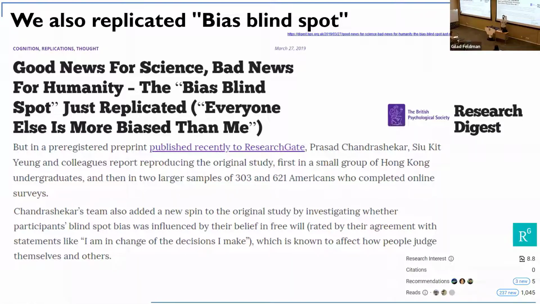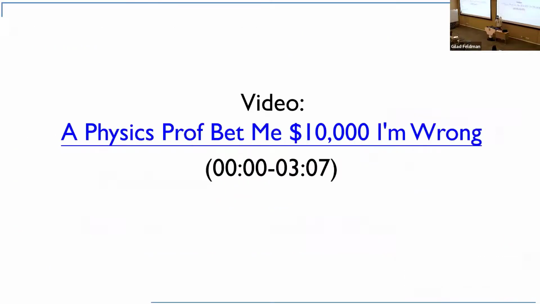So very successful replications. What is the relationship between this and research? What is the relationship between this and science? How can we apply these two biases to how we evaluate, how we see, how we do research? What is the connection? This is actually a very interesting case study. I love this. It's called "A Physics Professor Bet Me $10,000 I'm Wrong."